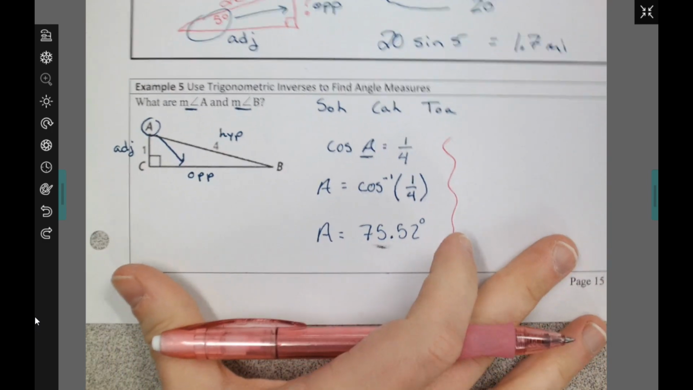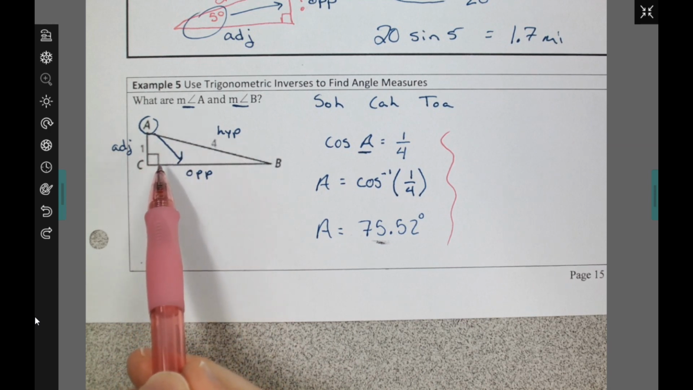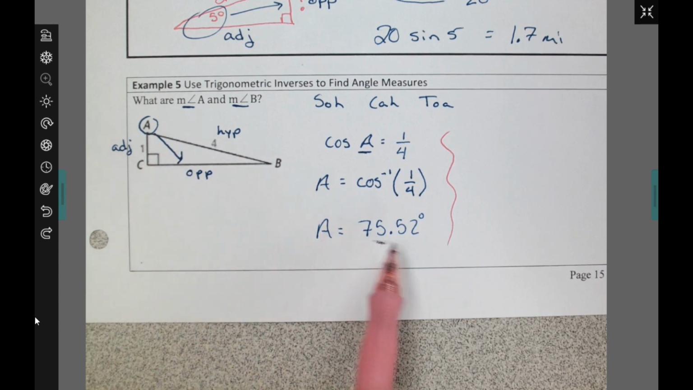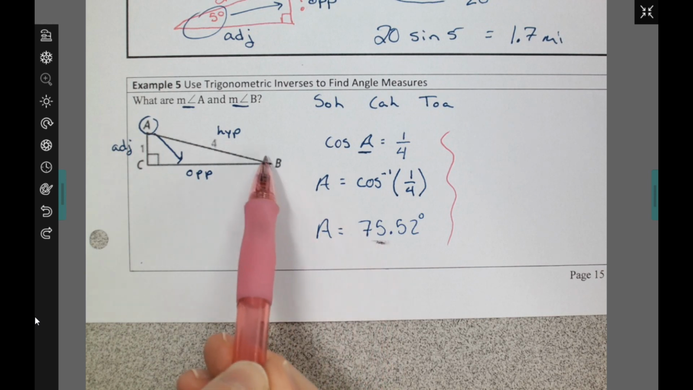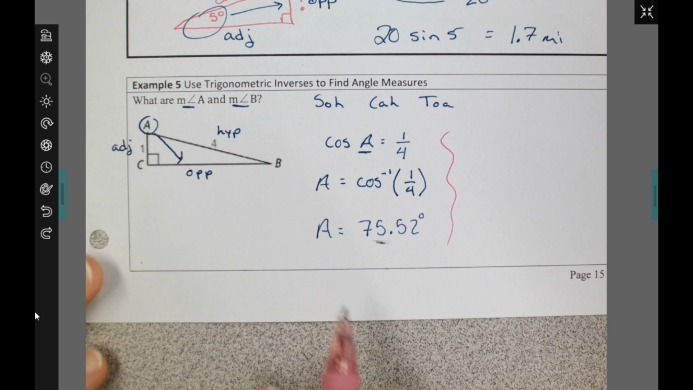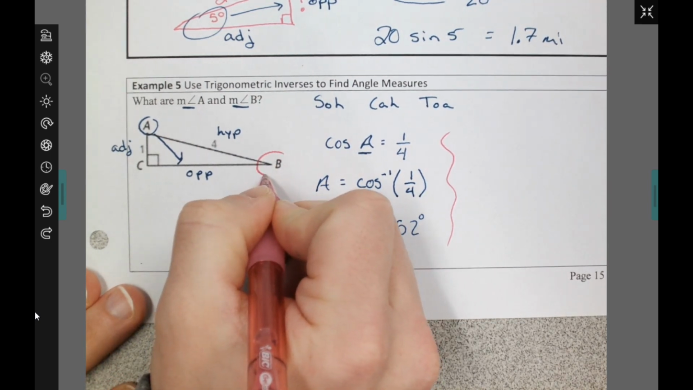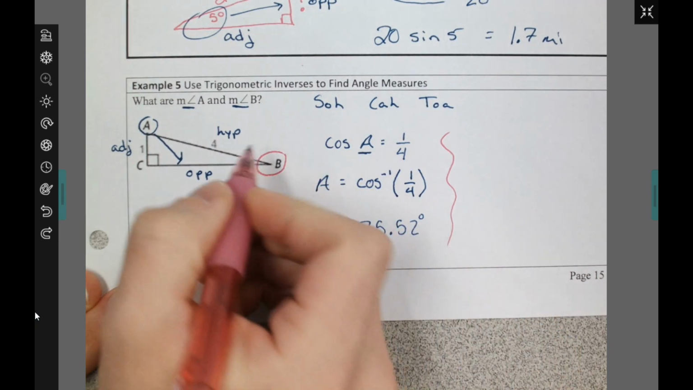First off, you can go back to first semester, and we know a triangle has 180 degrees. So I know that I have a 90 here. We have 75.52. We could find the missing. So what else would I need to get me to 180? Or you could use a trig ratio again. I'm going to go ahead and use a trig ratio so we have more practice with this.